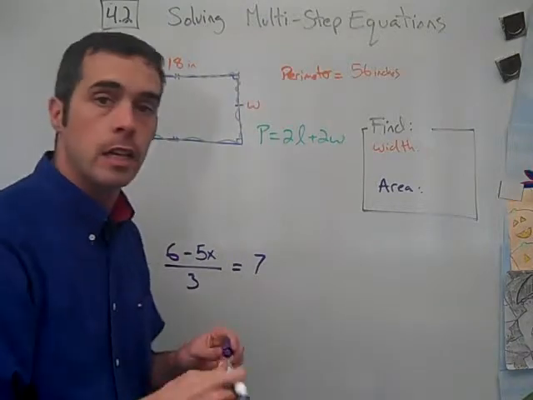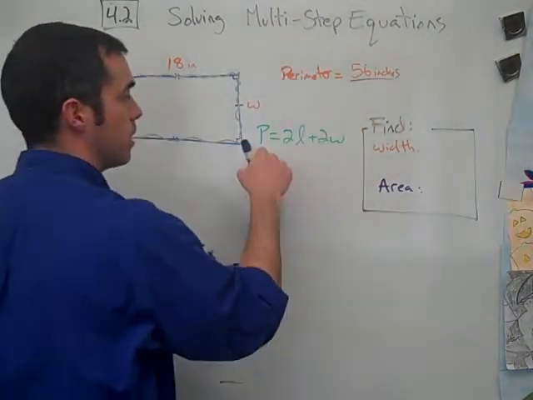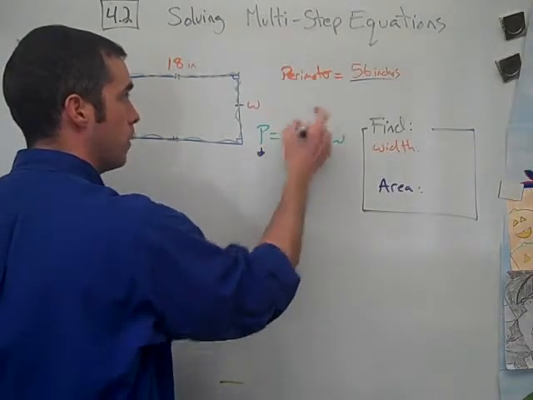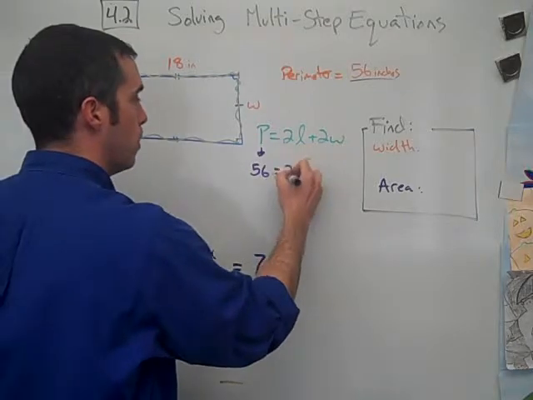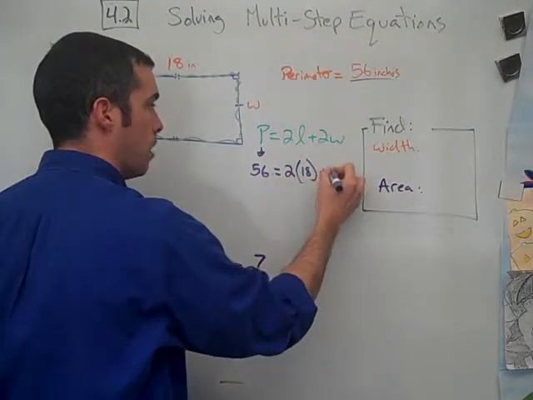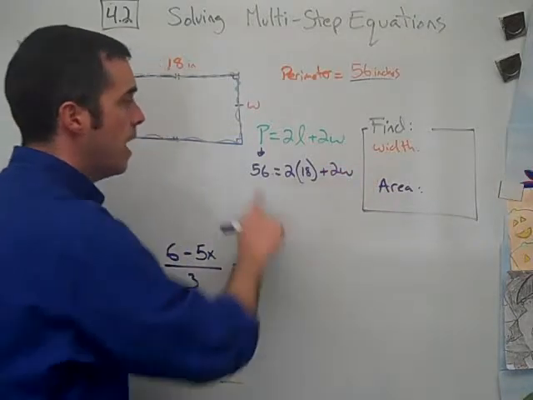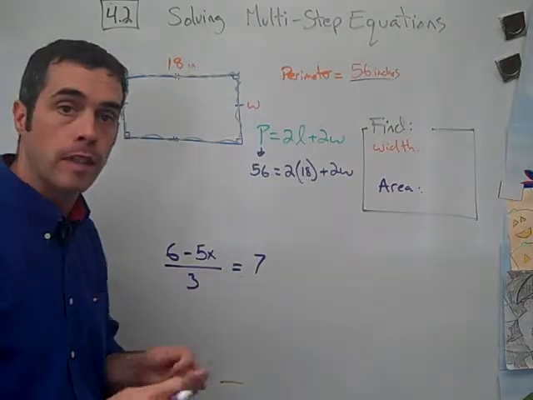So now we're going to fill in all the information that we have. So I have perimeter is 56 inches. I will substitute 56 for P. Twice the length will look like 2 times my length of 18 plus twice the width. Anytime you have an equation with just one variable, you can solve to find that missing measurement.